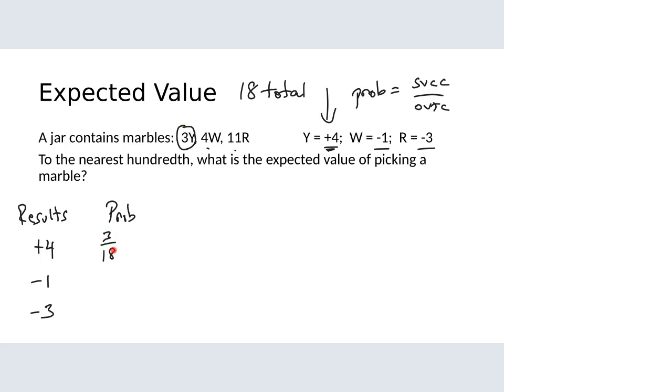You could reduce that, but I'm going to leave it as 3 out of 18 because I want every one of these to have 18 as the denominator, so I don't have to fool with getting a common denominator later on. The probability of losing $1 is the same as the probability of picking a white marble, and that's going to be 4 out of 18. And then finally, the probability of losing $3 is the probability of picking a red marble, which is going to be 11 out of 18.